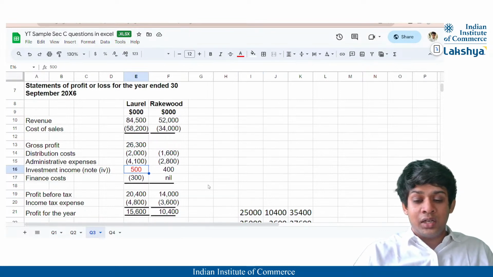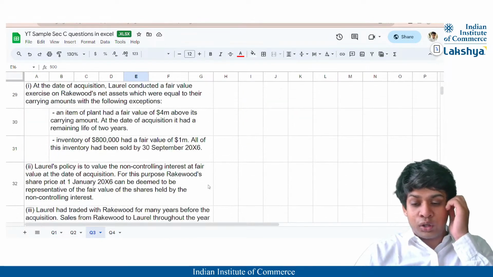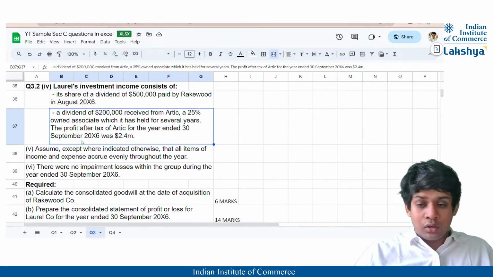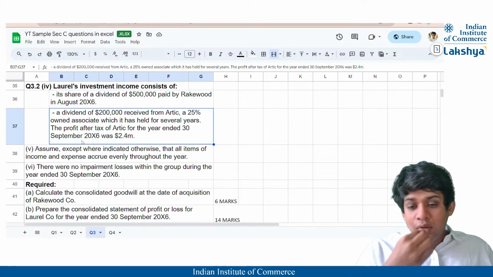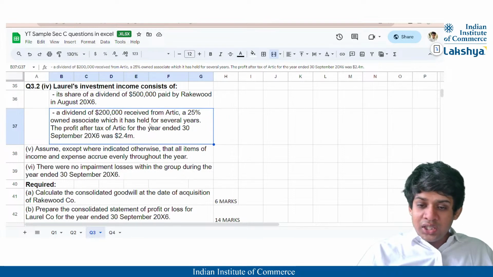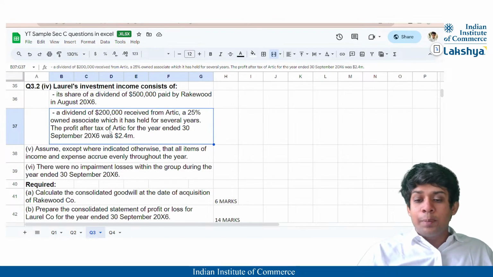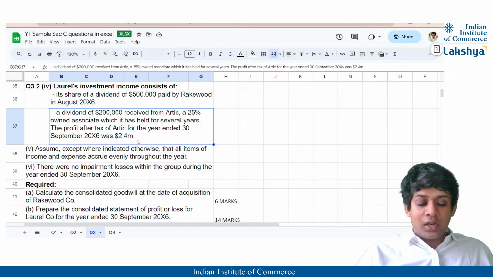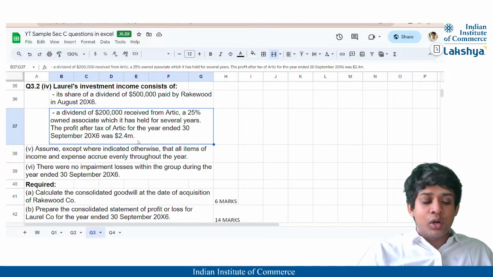So this will be eliminated in the consolidated statement of profit or loss. Then a dividend of $200,000 has been received from Arctic Company, a 25% owned associate, which it has held for several years. The profit after tax of Arctic for the year ended 30th September 2006 is 2.4 million.